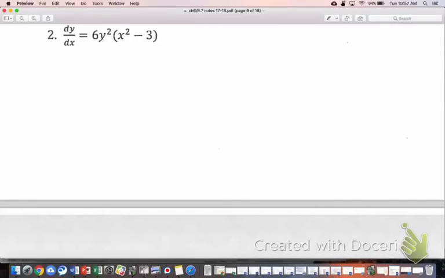Make sure you read the directions. Just because you see something like this doesn't mean you do what we're about to do, because there are other things you could do, and you're going to see that today. But it does say find the general solution, so that's what we're going to do. First step always, separate the variables.